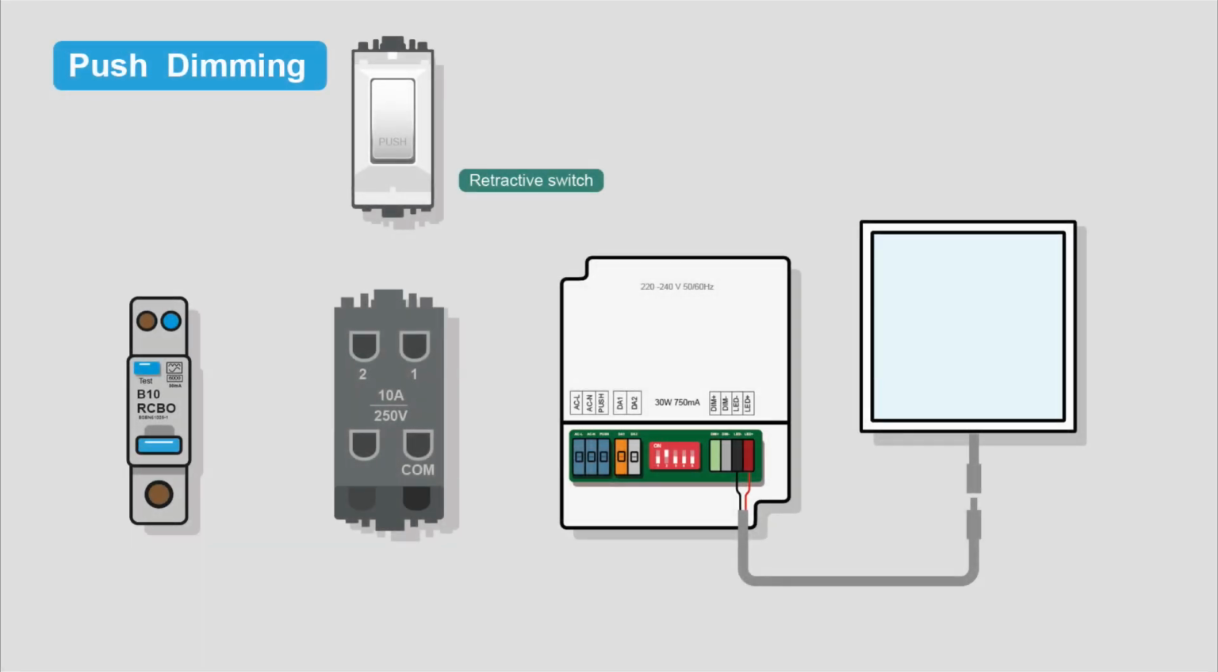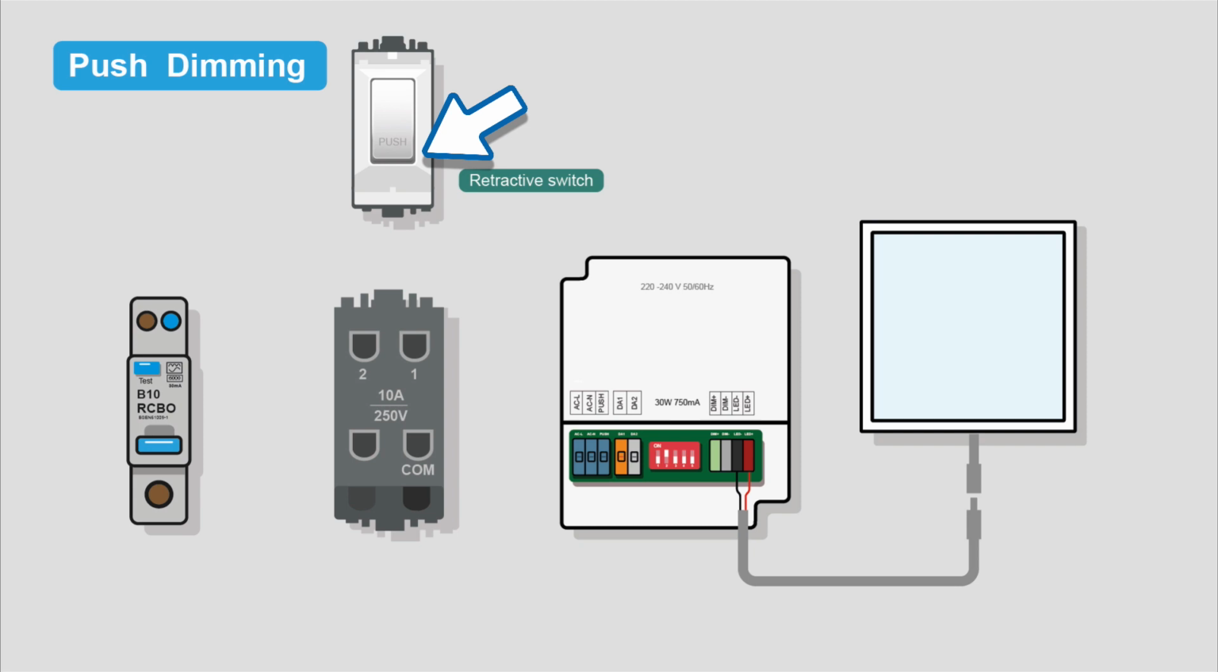Right, we'll move on to push dimming. Push dimming is mains voltage dimming. Most simplest form really, I reckon. You have a retractive switch which you press and that sends a signal onto the driver and then onto the light. You press for on, you press for off, you press and hold to scroll through the dimming performance. You press and hold to scroll back down the dimming performance. It's as simple as that.